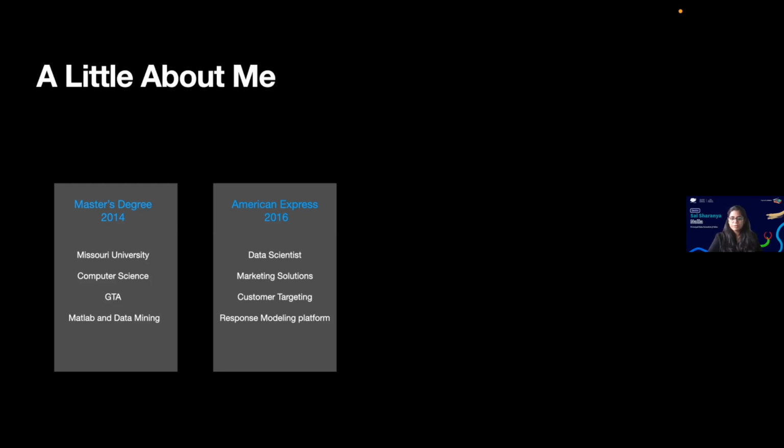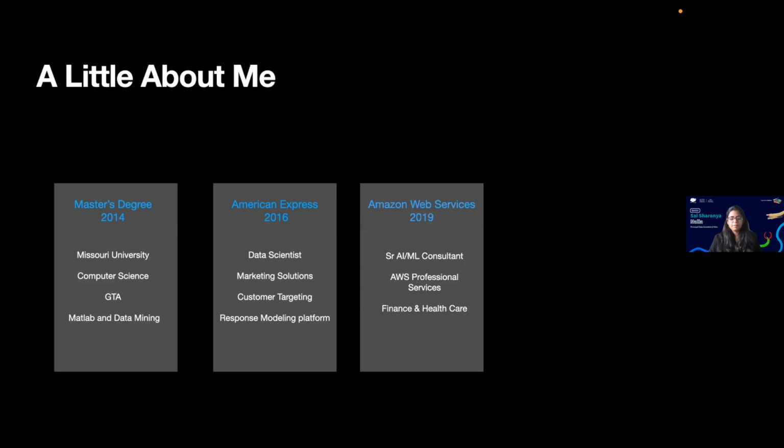I was there for a couple of years and later I moved to AWS. I was working at AWS as a senior AI/ML consultant. The team I was on was sitting in the AWS Professional Services group. This group was basically a team of consultants, and we would work with AWS customers to build POCs or production-ready pipelines.